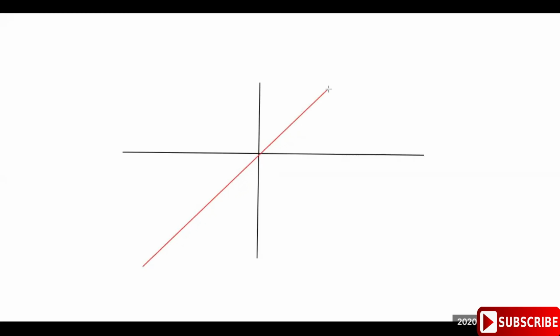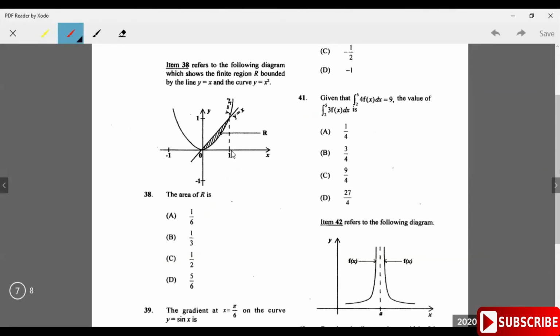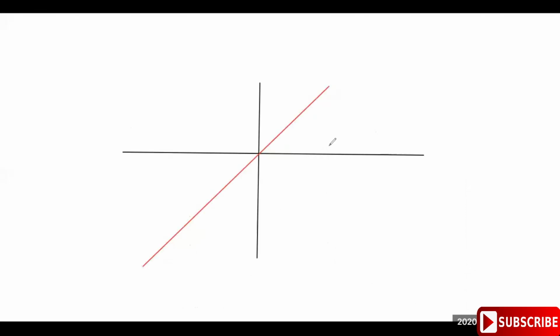So we have a line, y equal x. I'm going to draw a line y equal x. This is a line y equal x. And I believe the question is asking from 0 to 1. So from 0 to 1. So now this is the line from 0 to 1.